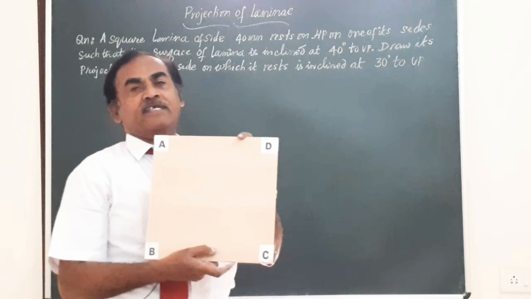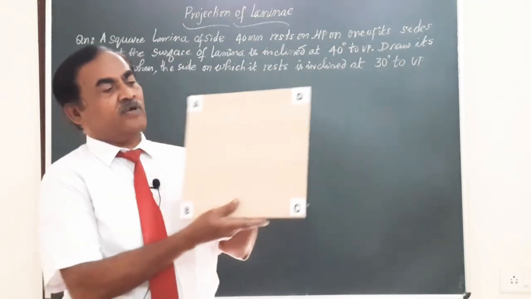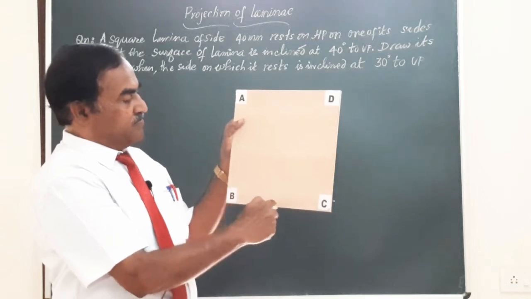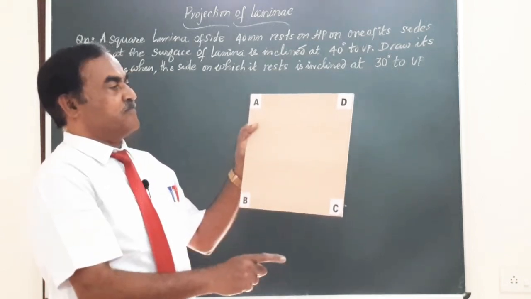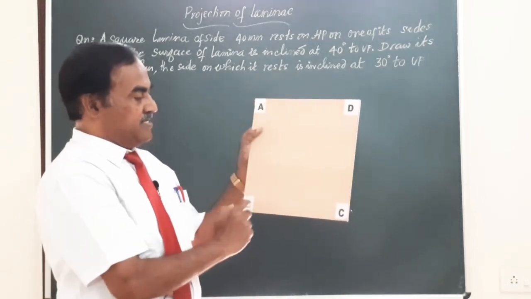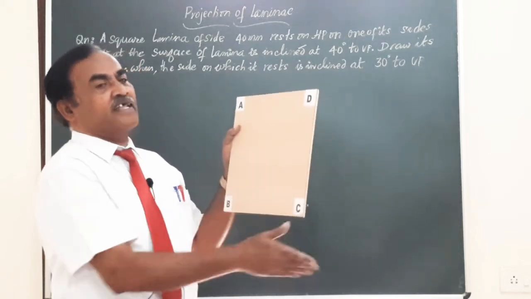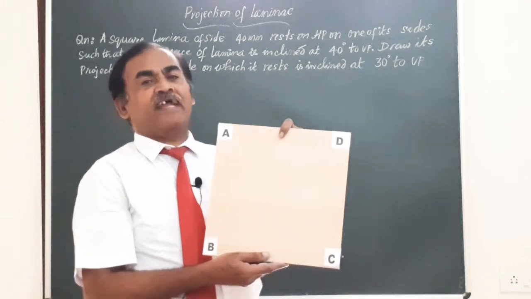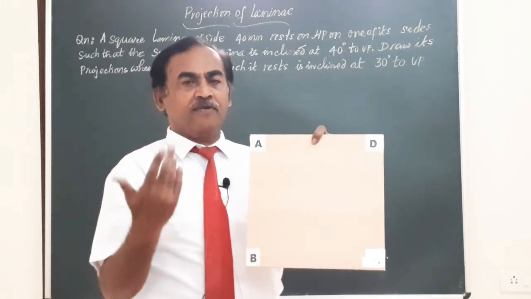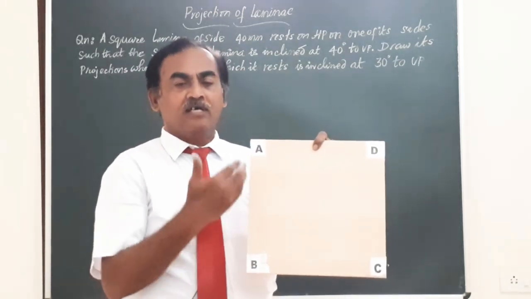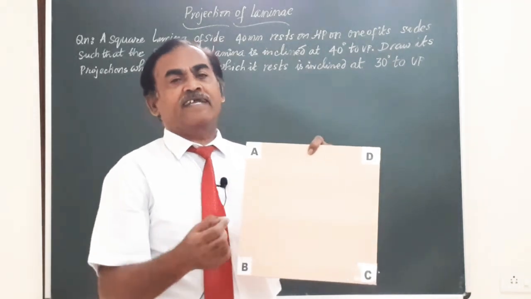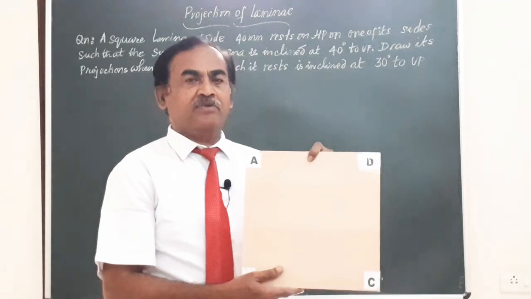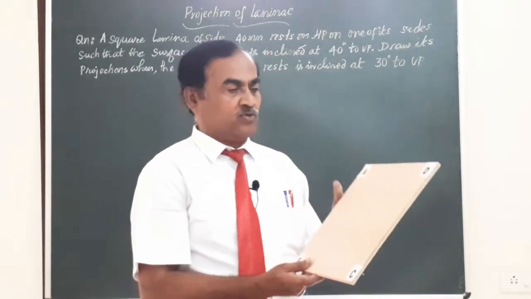Friends, you know what a square lamina is? A square lamina is a regular figure which has got four sides AB, BC, CD and DA. There are four corners A, B, C and D. This is the plane surface. So a lamina is a thin flat surface. Depending on the shape of that particular plane area, we call it a square lamina, a pentagonal lamina, circular lamina and so on and so forth.